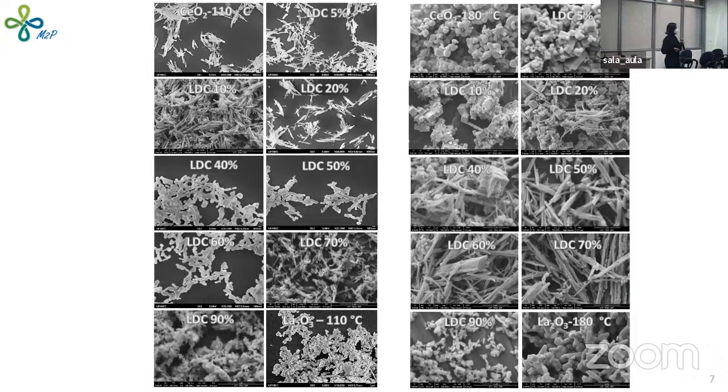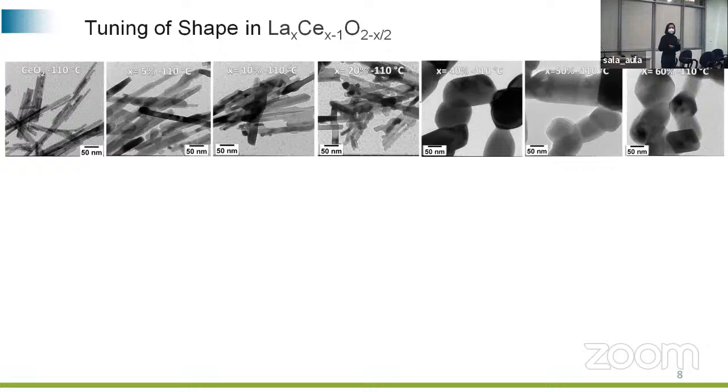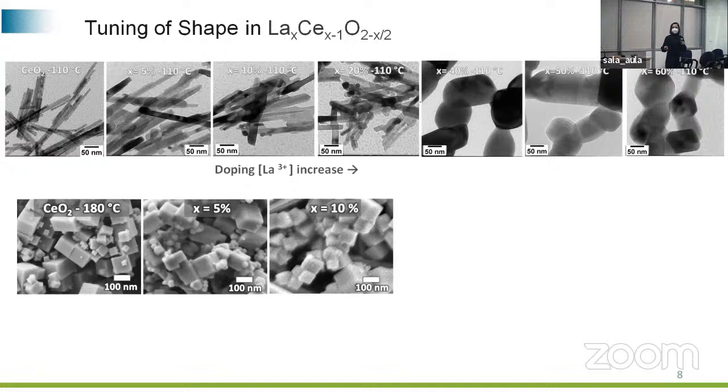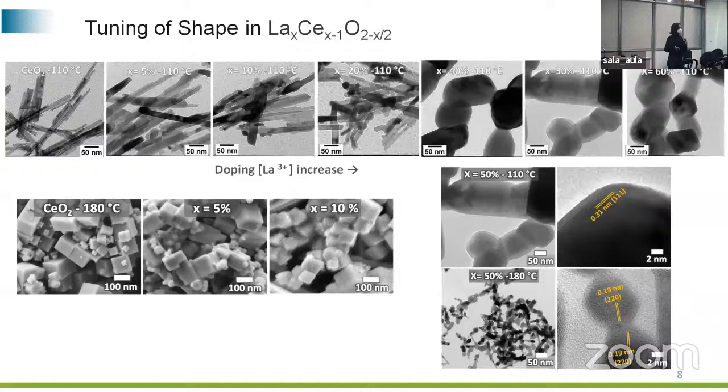These are the two series of nanoparticles that we produced. We doped these nanoparticles from 5% to 90%. We used one methodology to produce nanorods, synthesized at 110 degrees, and the methodology synthesized at 180 degrees to produce nanocubes. In more detail, when we increase the doping concentration of lanthanum, we can see the nanorods organize themselves by an oriented attachment mechanism. For the cubes it is very interesting: up to 10%, they start to form rods, and these rods are also organized by the oriented attachment mechanism, but in smaller particles than the series at 110 degrees.